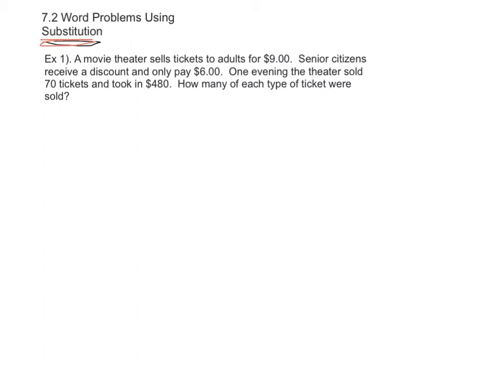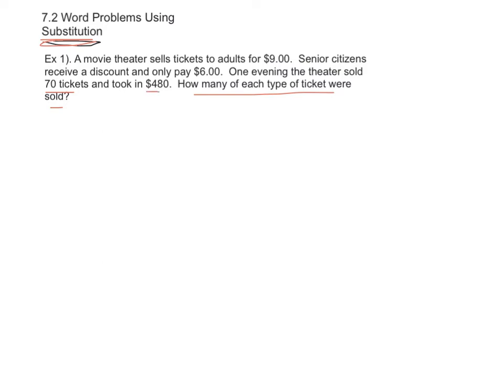Senior citizens receive a discount and only pay $6. One evening, the theater sold 70 tickets and took in $480. How many of each type of ticket were sold? So at least write down this key information that adults pay $9, senior citizens pay $6. One evening the theater sold 70 tickets, took in $480.